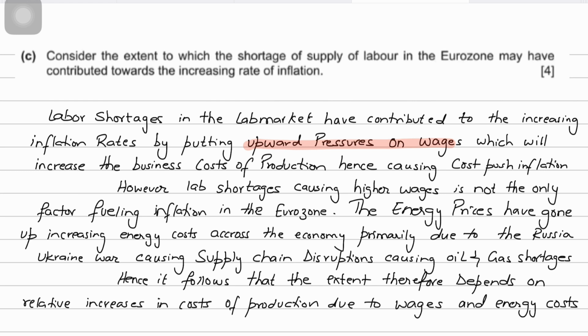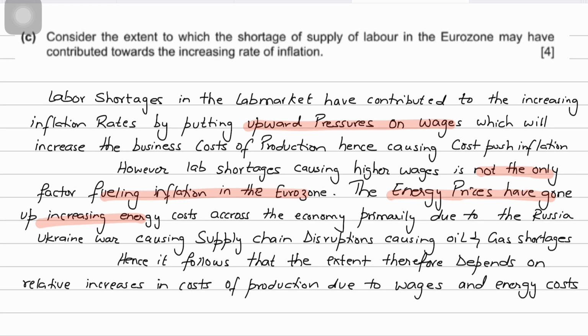At the same time, you also need to mention in the second paragraph that the labor market shortages, because they are causing higher wages, are not the only factor fueling inflation in the Eurozone, because energy prices have also gone up, increasing energy cost across the economy, and that is because of the Ukraine-Russia war, causing oil and gas shortages. And in the end, you just say that it follows that the extent to which the labor shortages are causing inflation, because we don't know to what extent.